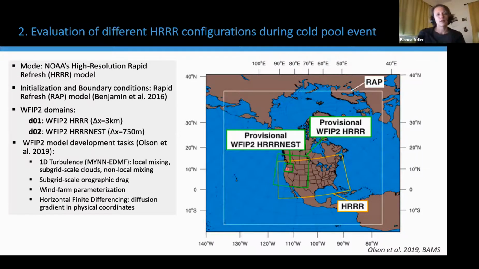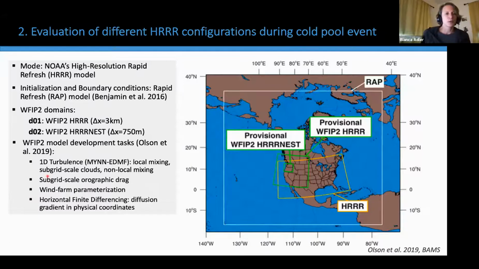One goal of WFIP2 was to develop and improve the physical parameterization and numerical methods in the model. The tasks that were addressed during this effort included the 1D turbulence schemes. For example, the local mixing was improved. And now in case of very stable boundary layers, the mixing length is independent of height. It's what they call a height-less mixing length. And this helps to maintain stable boundary layers.